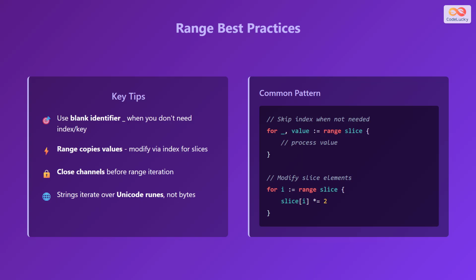Here's an example of a common pattern. To skip the index when it's not needed, use the blank identifier underscore. To modify slice elements, iterate over the slice using the index and directly modify the elements using the index.